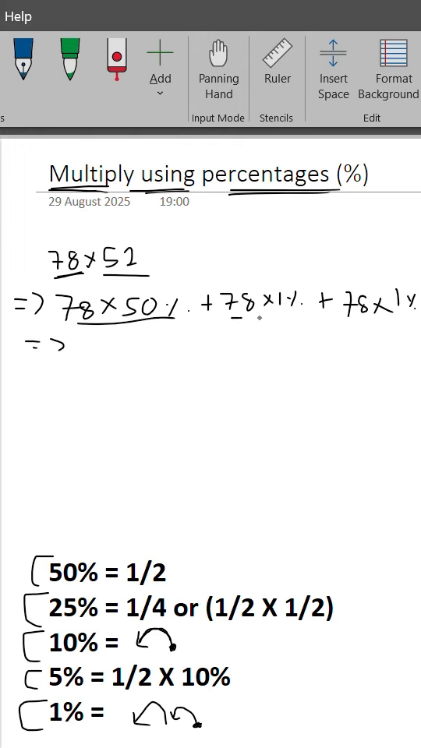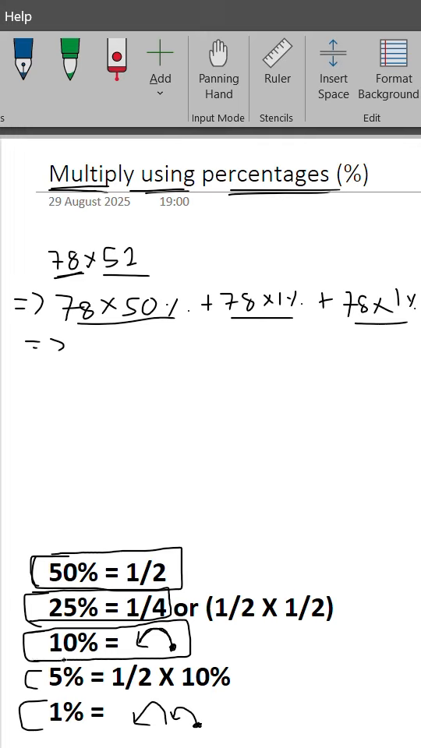Now to calculate these percentages, we have some quick tips over here. So for 50%, 50% is nothing but the half of that number. 25% is the quarter, or you can just half it twice. 10% is just divided by 10. So the simplest trick to calculate that is shift the decimal point one place to the left. 5% is just a half of 10%, and 1% is divided by 100. So shift the decimal point twice to the left.